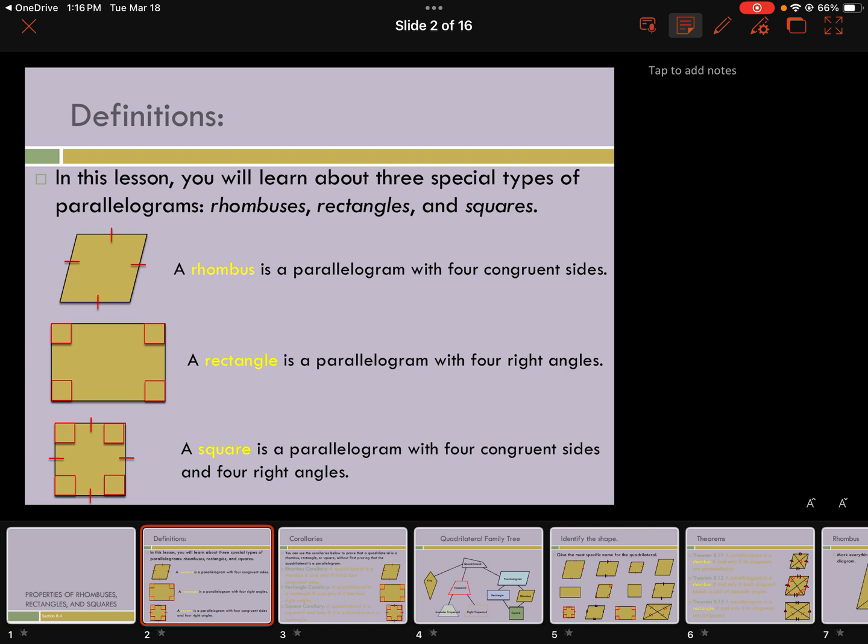A square is also a parallelogram. It's got four congruent sides and four right angles. It has both things from the rhombus and the rectangle. If it makes you feel better, you can call a square a rhomtangle. It's half rhombus, half rectangle.